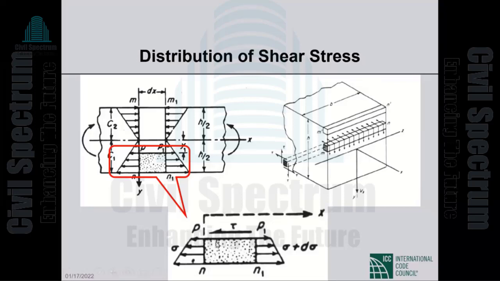Now, the key to the true law of variation of tau with y comes from examining the equilibrium of an elemental block, Pn, P1, N1, this block, which we have taken out of the beam, between two adjacent cross sections Mn and M1, N1, distance dx apart. The distance between this section and that section is dx.